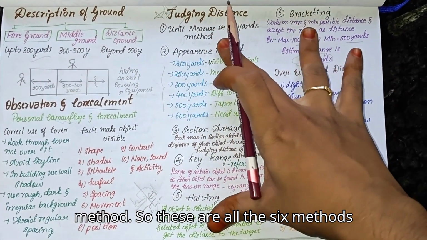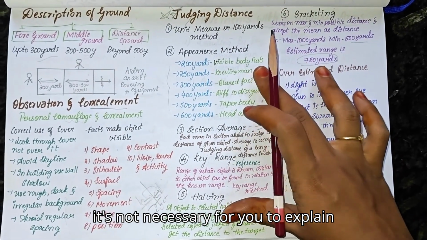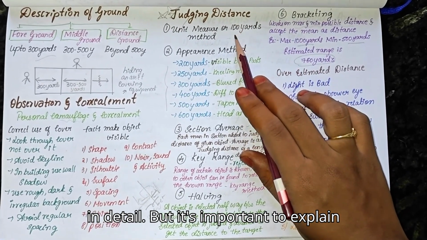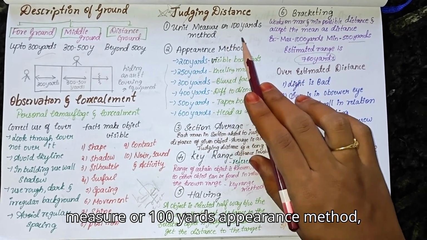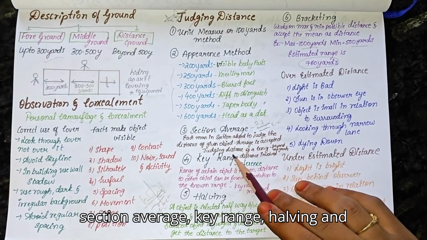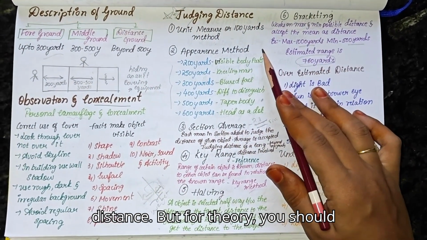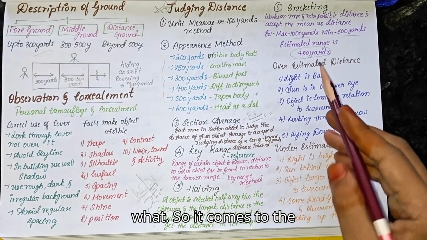So these are all the 6 methods of judging distance. In practical, it's not necessary for you to explain in detail, but it's important to explain what the methods are: unit of measure or 100 yards, appearance method, section average, key range, halving and bracketing are the methods of judging distance. But for theory, you should remember in detail what is what.